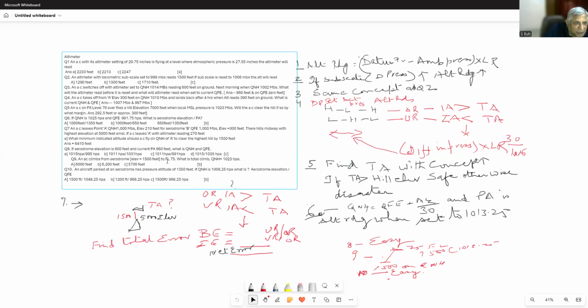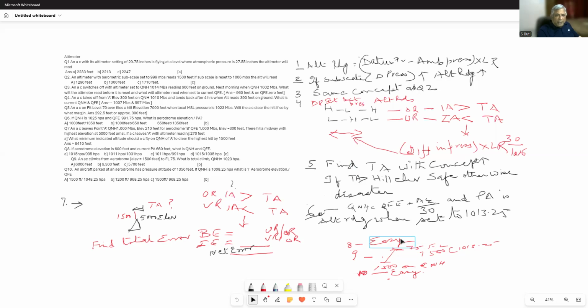So question number 7, we have applied 3-4 concepts. Generally here, so far we have been finding out the true altitude to find out whether we are clearing the hill or not. Now he says this is what you want to do, clear the hill by 1,500 feet. And what should be your altimeter reading? In other words, he wants to know the indicated altitude. That is question number 7 for you.